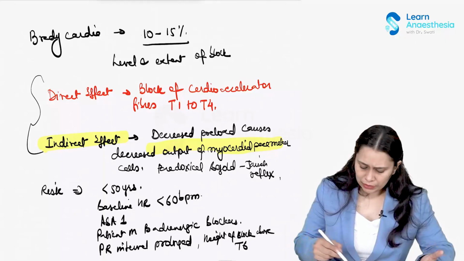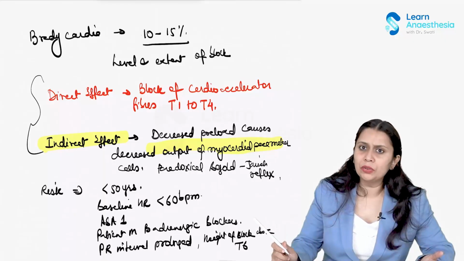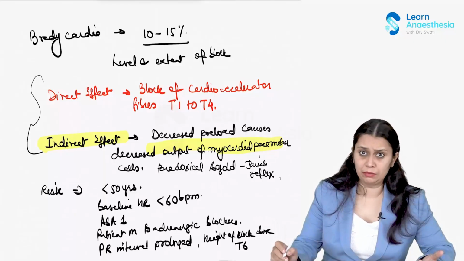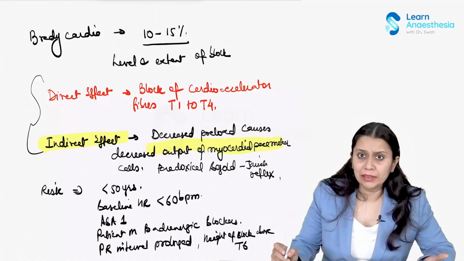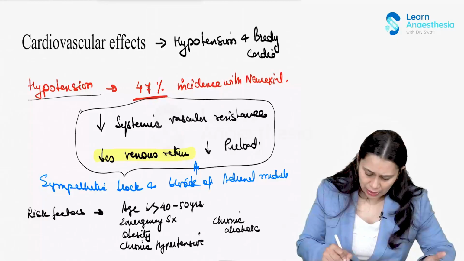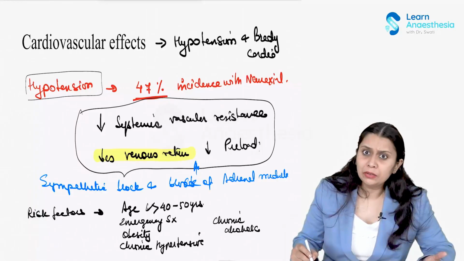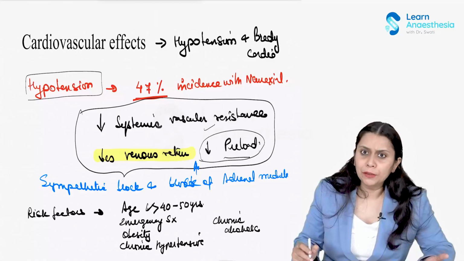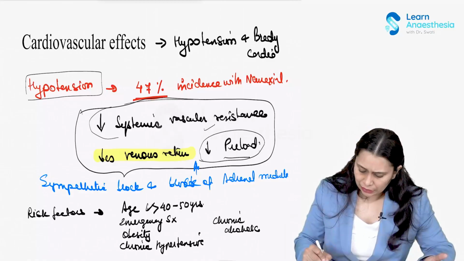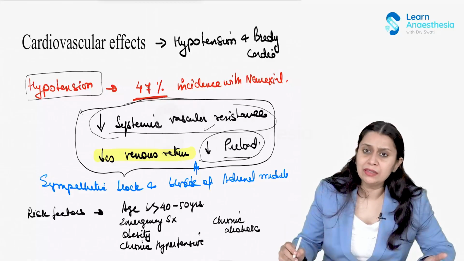Okay. So here the bradycardia is happening because of unopposed parasympathetic nervous system. So how would we manage? By giving an antivagal agent. Here the hypotension is happening because of decreased systemic vascular resistance, decreased venous return, decreased preload. How would we manage? We can increase the preload by giving fluids, and we can increase the systemic vascular resistance by giving the patient a vasoconstrictor.